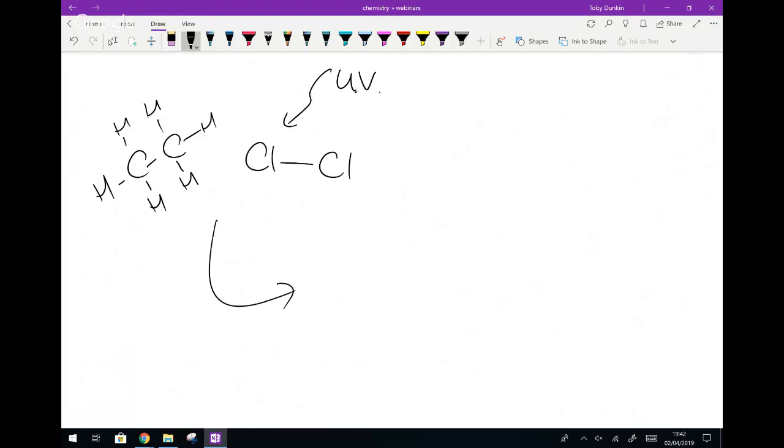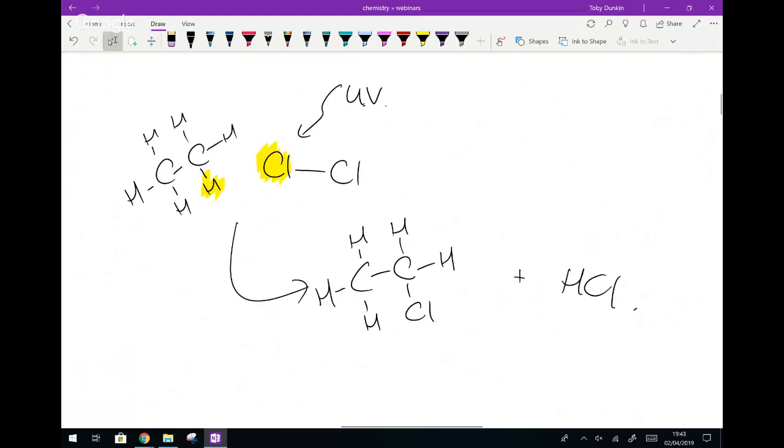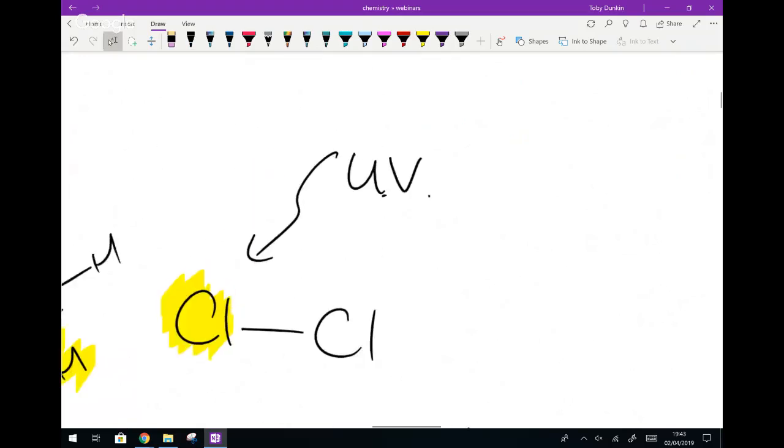This is a substitution, because what I'm going to do is substitute an H for a Cl. So I'm going to form our chloroalkane and our byproduct of HCl. I made an error, swap that out, and HCl is our byproduct. So this is a substitution reaction because I've swapped it out. UV light is needed.